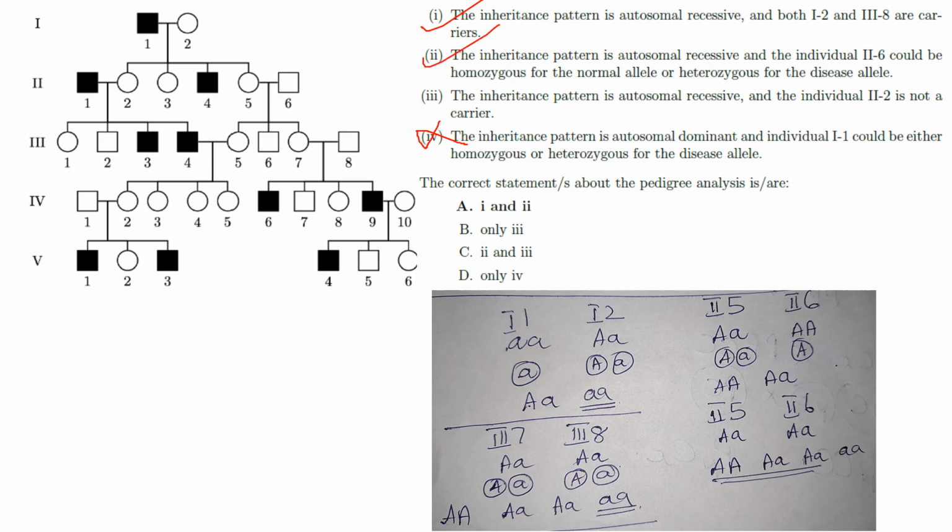The inheritance pattern is autosomal recessive, and the individual 2, 2 is not a carrier. 2, 2 has to be a carrier, because only if it is a carrier you will get these individuals as affected individuals. So the third one is not correct. So the answer here is A, 1 and 2.